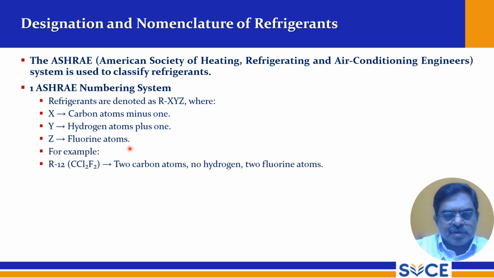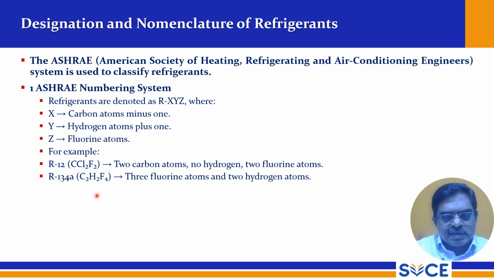For example, you can see here R12, that is CCl2F2, one carbon atom, no hydrogen, two fluorine atoms. So this is the designation R12. R134A is C2H2F4, so four fluorine atoms, two hydrogen atoms.